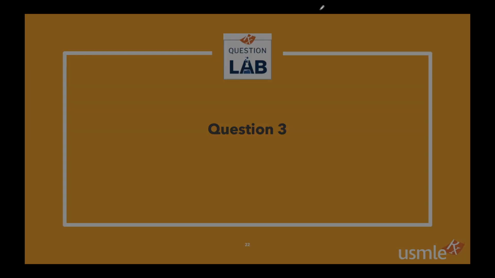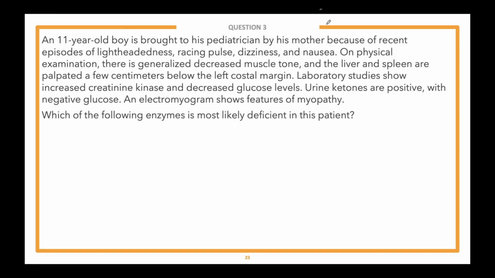Here we go with our third question of the evening. Once again, the answer choices are covered up, and that is by design. Which of the following enzymes is most likely deficient in this patient? I'll give all of you a few moments here to start thinking about how many steps you believe this question will require, and then we'll move on and read the vignette. All right, I see the responses coming in. Let's go ahead and take a look at that vignette.